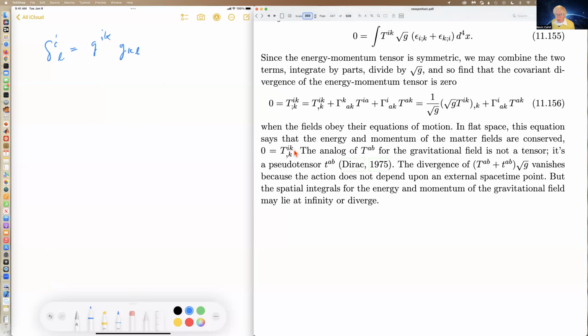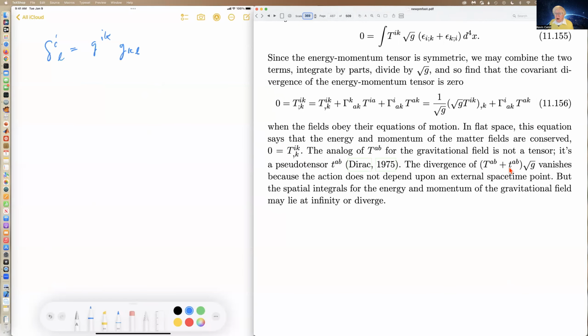That's the conservation of energy and momentum of matter fields. And what one can show more generally is that if you take the energy momentum tensor of matter fields and its analog for gravity, which is a pseudo tensor, the divergence of this vanishes, and it vanishes because the action doesn't depend upon an external space-time point. And so one has conservation of energy and momentum of matter plus gravity.